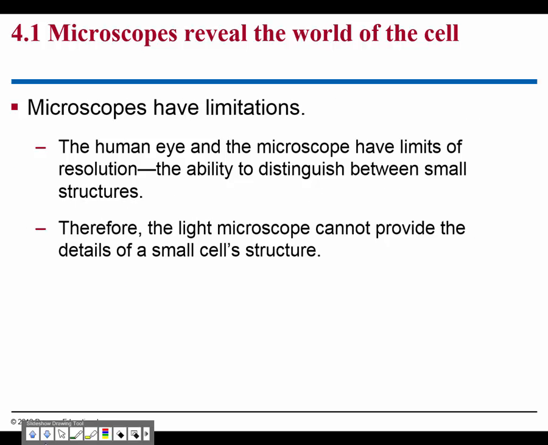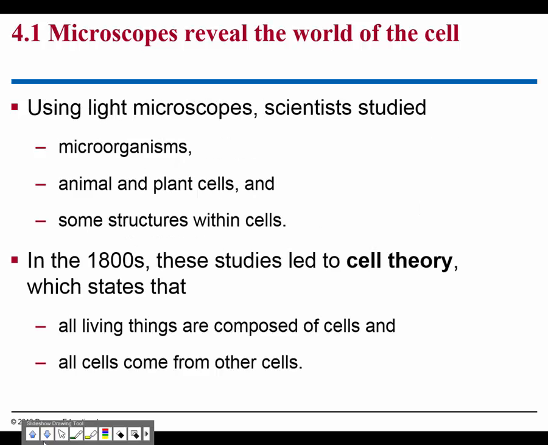So they have limitations, obviously. The human eye, we have limits to our resolution, rods and cones, the number of rods and cones, right? The ability to distinguish between small structures. So light microscopes cannot provide details of a small cell. So we use other microscopes for that. And with light microscopes, we can look at microorganisms, animal and plant cells, some structures. But in the 1800s, when we did that, this led to cell theory. And so there's that scientific word again, theory.